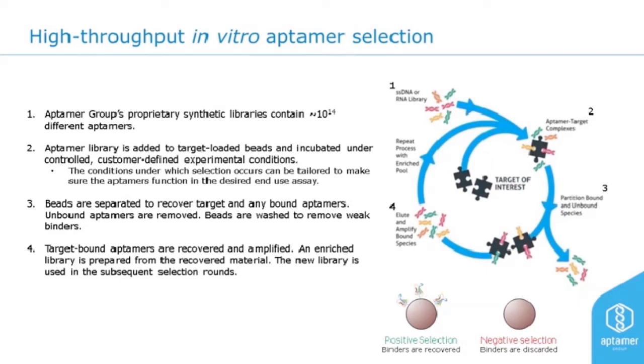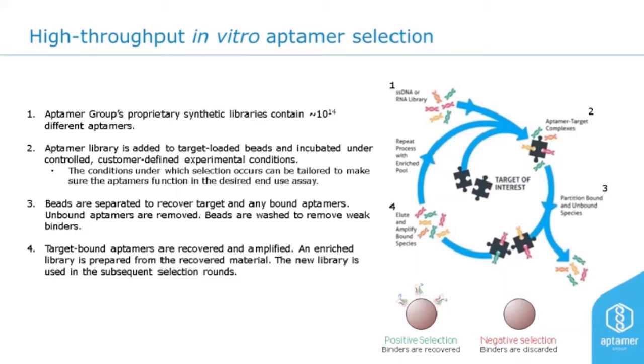We wash the target to get rid of any weak binders and then recover the aptamers that are bound to that target. As these are DNA molecules or RNA molecules, they can then be amplified by PCR or reverse transcription and PCR to give an enriched population of binders. So this then forms our second generation to go round this cycle again.